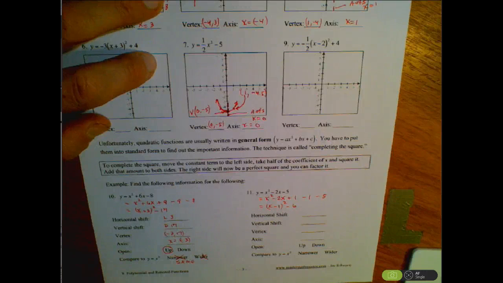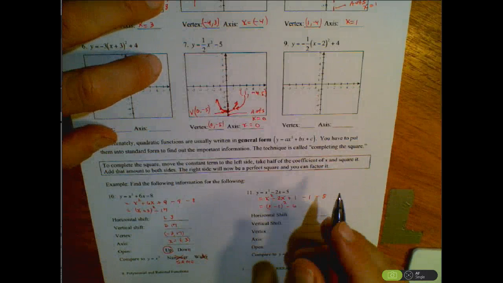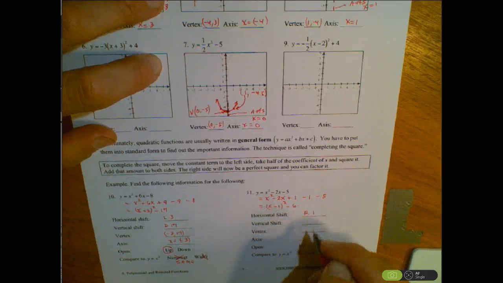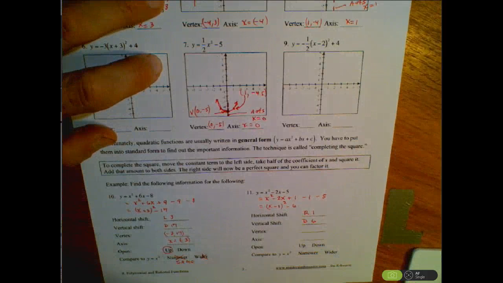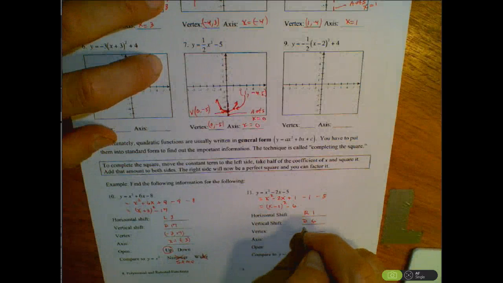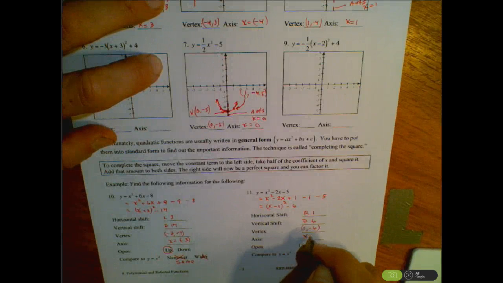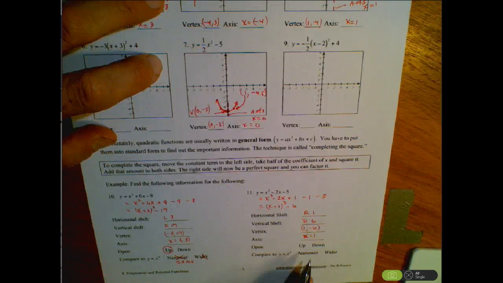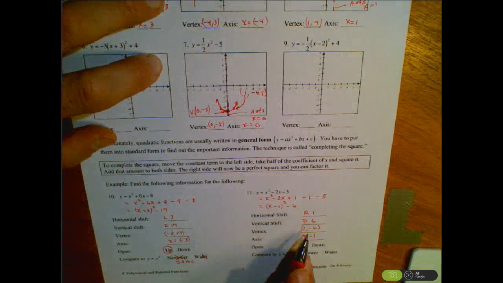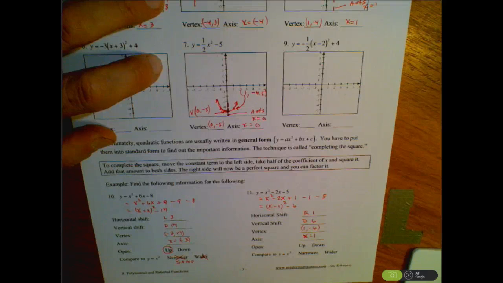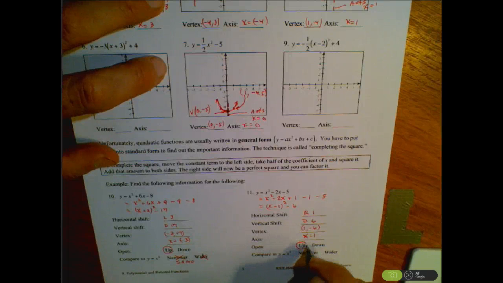Okay, we've completed the square and put it in hk format. The horizontal shift would be right 1, and the vertical shift would be down 6. The vertex is going to be at 1, negative 6. The axis of symmetry would be x is equal to 1. Remember, the axis of symmetry is always the x-coordinate of the vertex, that equation. Now, does it open up or down? It opens up because a is positive, and because a is 1, it is neither narrower nor wider. We cross them out, and we'll put the same.